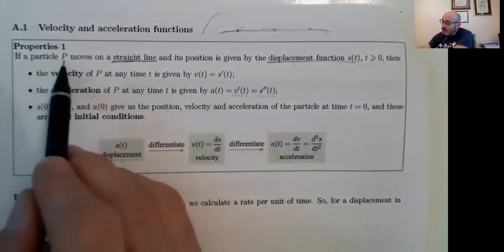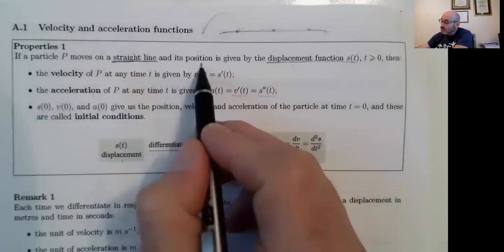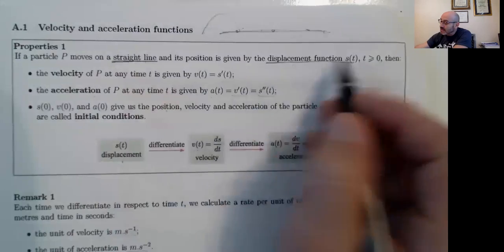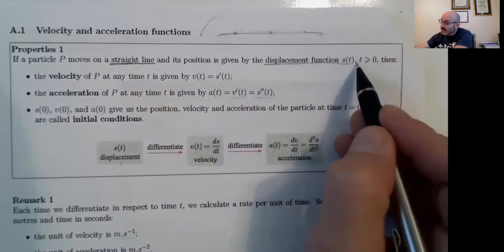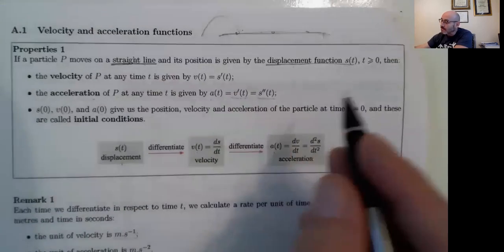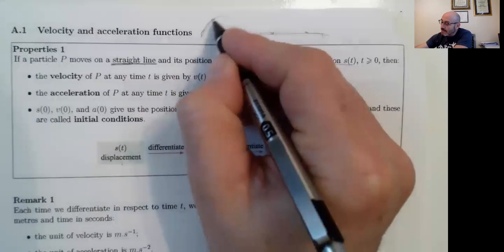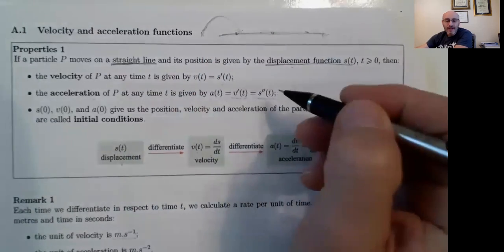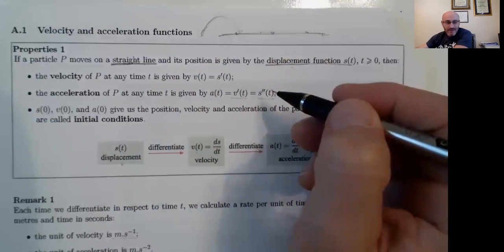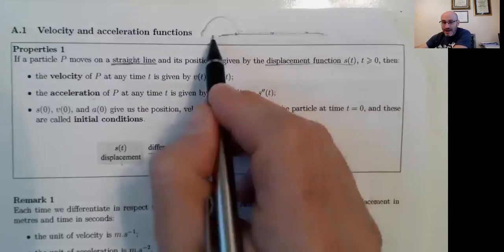If a particle P moves on a straight line and its position is given by the displacement function S of t, then we have these things. So let's talk about that. In the previous example, Michael is not moving on a straight line. He's going up and down a hill. So in that example, we can talk directly about distance, okay? But here, we're moving on a straight line.